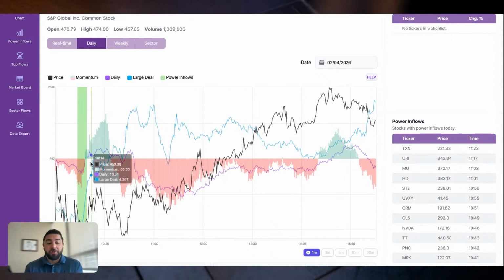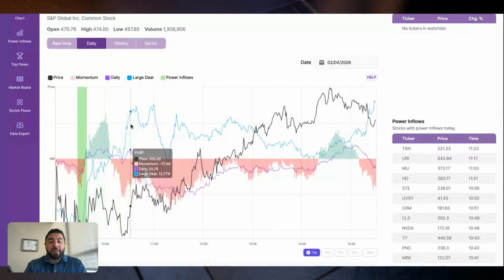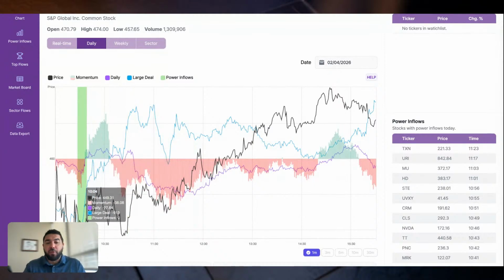And similar deal with the large deal flow data we just mentioned. You can see a real spike up in the big money coming in on the buy side. You can see that light blue line really spiked up following that signal, and it really lasted throughout the rest of the day, indicating that, again, all the big money for the most part was coming in on the buy side.